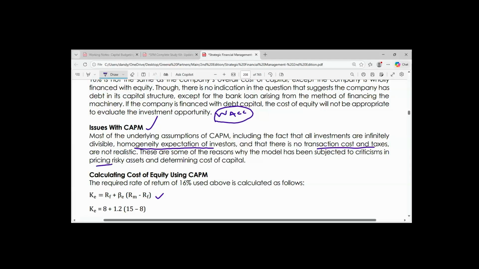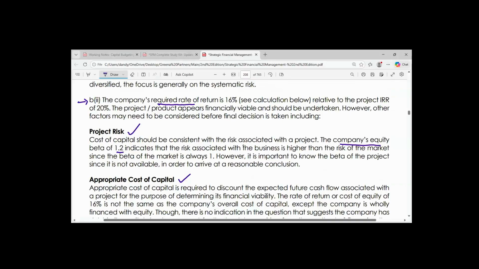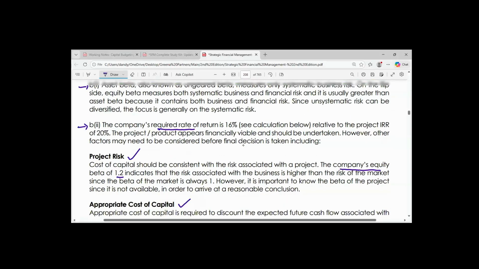So the most risky assets is stocks, that is shares, all right, because the price of shares fluctuates. So these are the issues the examiner wants you to comment on in the number B2 requirements.